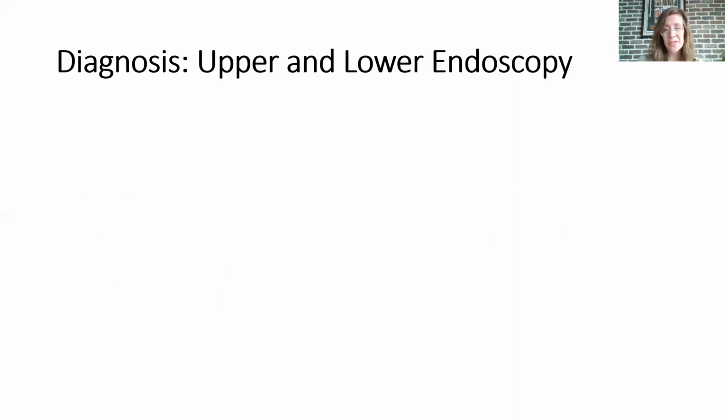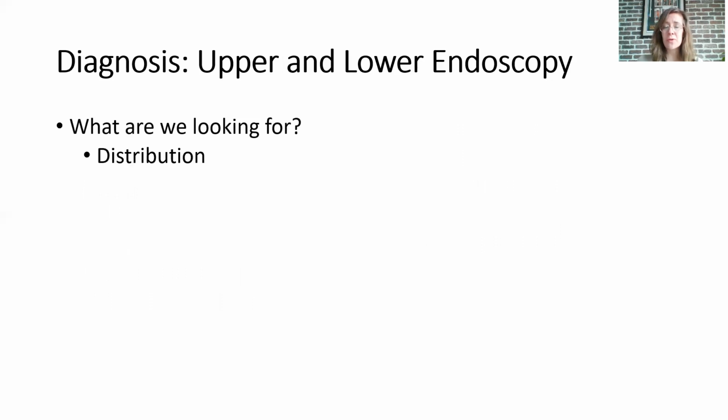If those labs are concerning for IBD, your next steps will be to talk to your friendly gastroenterologist and get upper and lower endoscopies scheduled. And why do we get these? Well, first of all, we're looking for a distribution of disease, which can help us determine if this is Crohn's disease or ulcerative colitis. We want to see the severity of disease, which helps us choose a therapy. And again, we want to try to figure out which disease does this patient have.